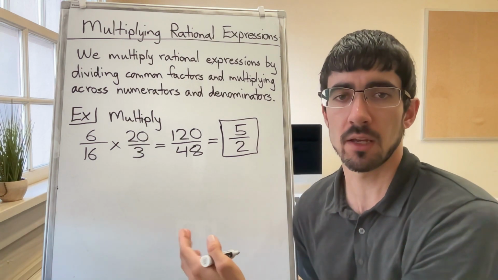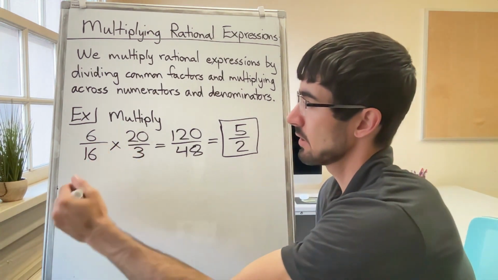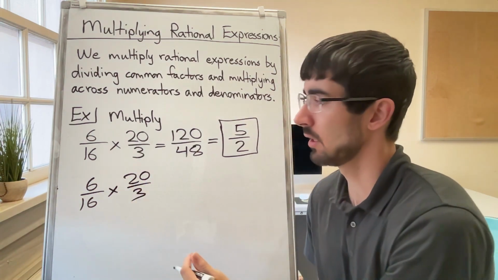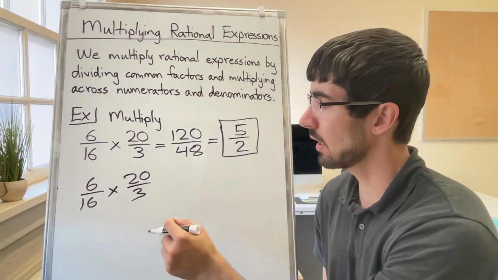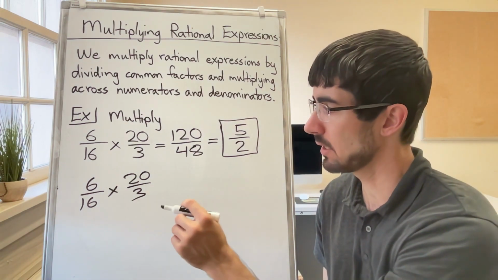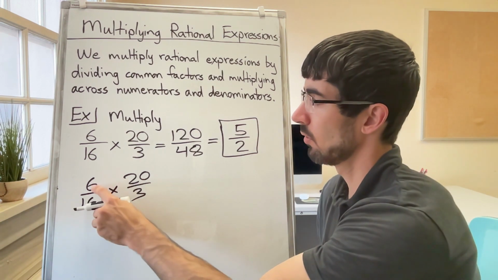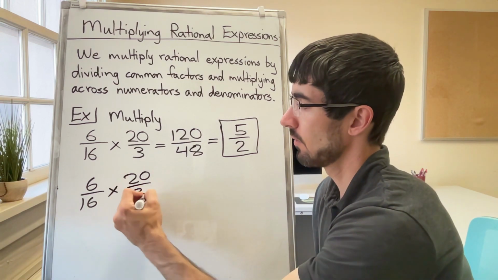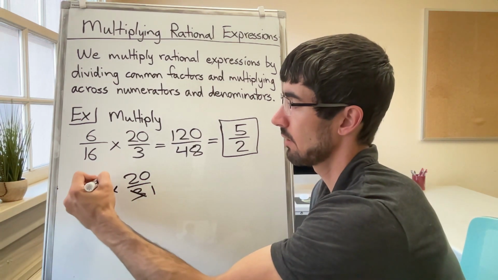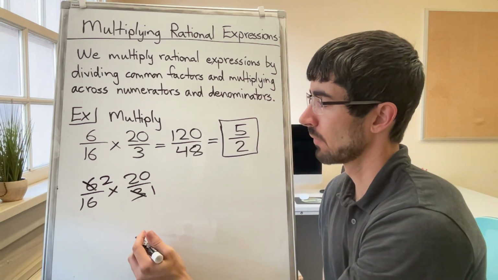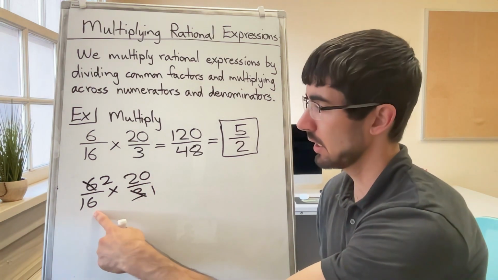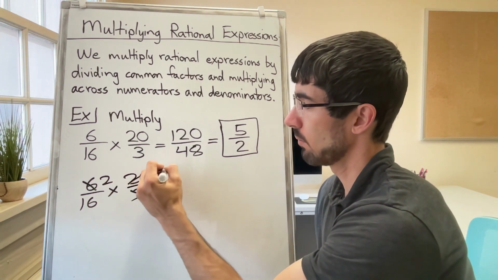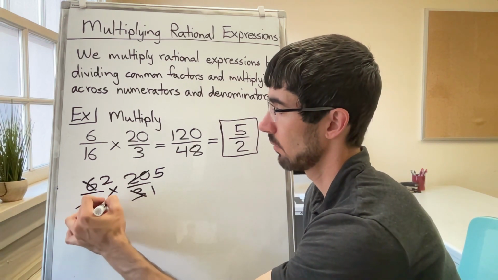But there's a different way that I could approach this problem. I could take 6 over 16 times 20 over 3, and before the multiplication, I could simplify by dividing out any common factors in any numerator and any denominator. For example, I look at the numerator 6 and the denominator 3. Those are divisible by 3. So I could divide this by 3 and it becomes 1, divide this by 3 and it becomes 2. The numerator 20 and the denominator 16 are also divisible by a common factor of 4. So I divide this by 4 and it becomes 5. I divide this by 4 and it becomes 4.